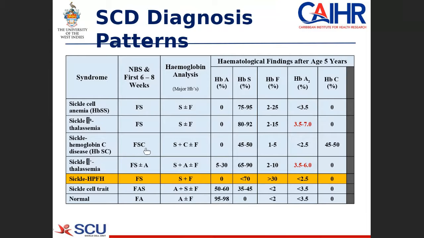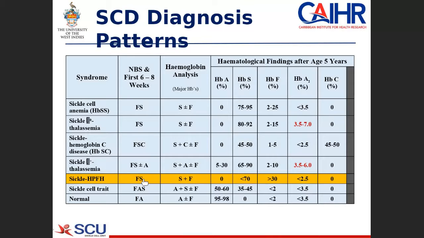Hemoglobin SC, S and C, sickle beta-thalassemia, S and A, but S is greater than A. And again, with thalassemia, you have elevated A2 levels. This condition, called sickle hemoglobin, hereditary persistence of fetal hemoglobin, looks very similar to SS disease, okay?